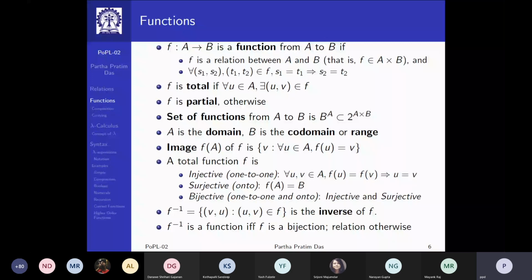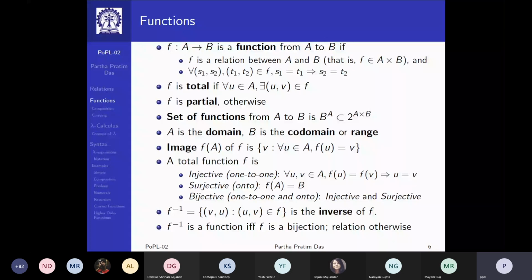But it has a constraint that if I have two doublets (s1, s2) and (t1, t2) where the first component is the same, that is s1 is equal to t1, then s2 must be equal to t2, which means that one element cannot map to two different elements. One element of A cannot map to two different elements of B, which is possible in a relation, but it is not possible in a function.